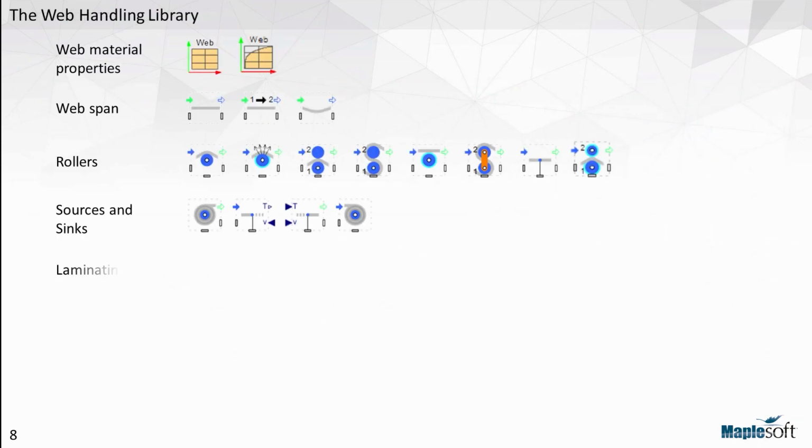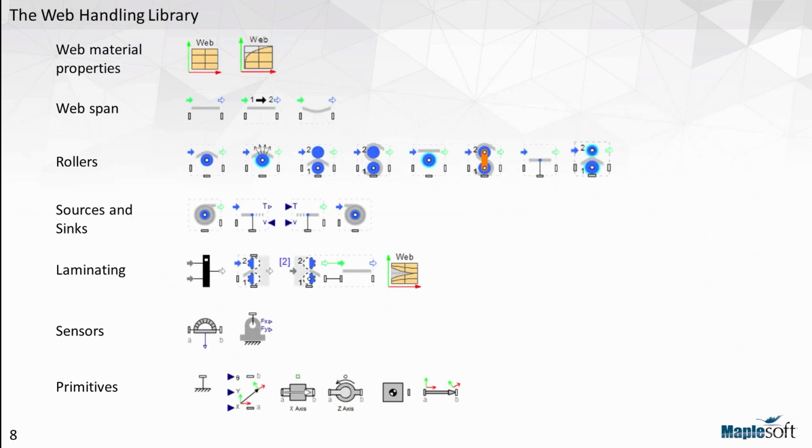Okay, so let's talk about the web handling library and what is new. The web handling library comes in subgroups of components. We have web material, web span, rollers, sources and sinks, that includes the wind and unwind drum, a group for laminating processes when we merge two or more webs into one, and then support components such as sensors and primitives to put components at a certain location or give them different ways of motion.